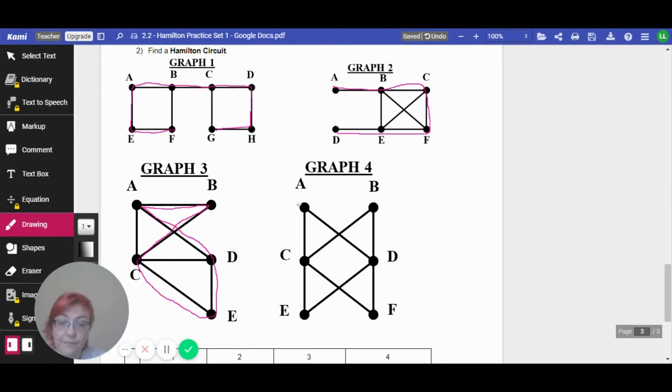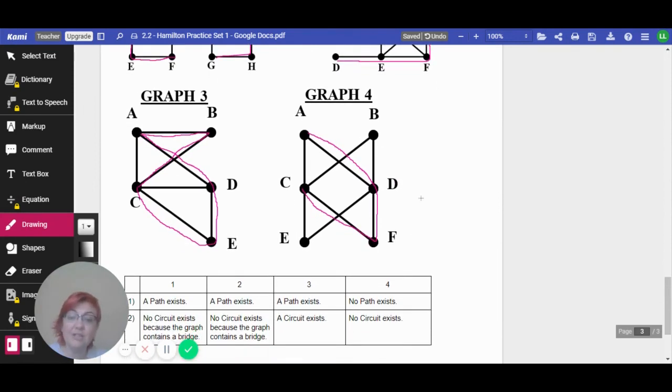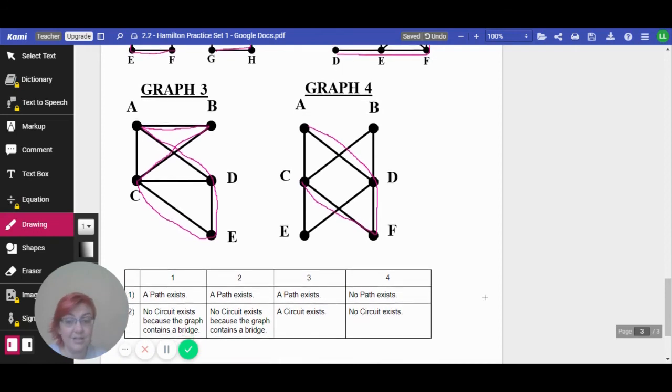Now, here, A, C, E is not the way to go. What if I go A, D, F, C? Nope, that's not the way to do it either. Now, do you notice here that there's no way for me to get to every single one without having to retrace my steps? And that's because no path exists and no circuit exists.